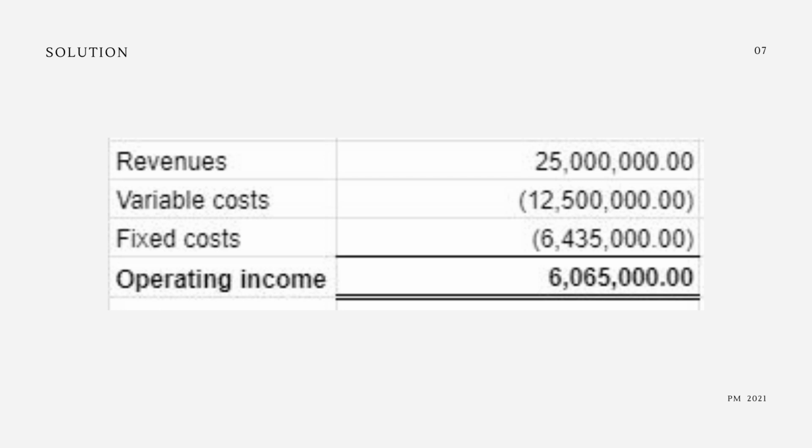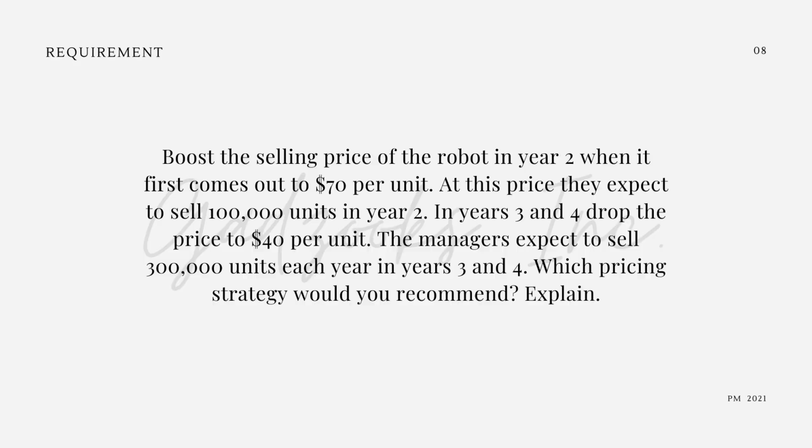Now for revenues, we simply multiply $50 by 500,000 units, and so this will amount to $25 million. For variable costs, we have $12,500,000, which was computed by multiplying $25 by 500,000 units. As for our fixed costs, it will be $6,435,000. Again, the fixed cost is the one we have computed before. Now, as we subtract the costs from the revenue, the operating income would result in $6,065,000.